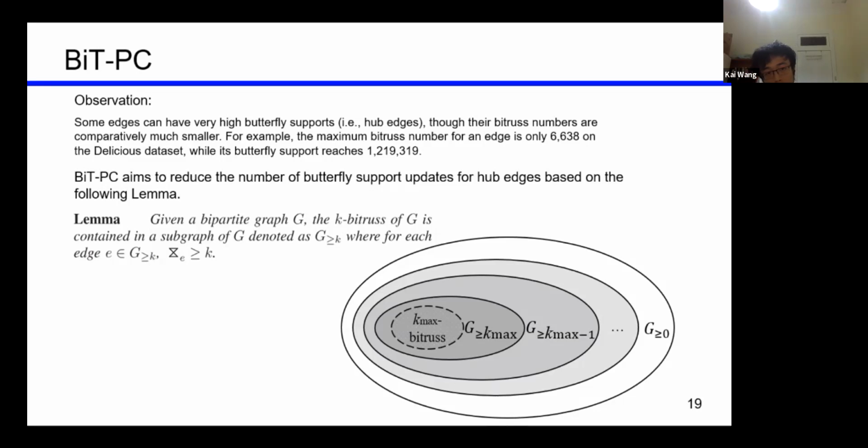And it is based on the following lemma. Given a bipartite graph G, the k-Bitruss of G is contained in a subgraph of G, and the subgraph is constructed by these edges with butterfly support greater than or equal to k. So here is a figure to illustrate our idea. So the k-max Bitruss is contained in the subgraph, which is constructed by these edges with butterfly support greater than or equal to k-max.